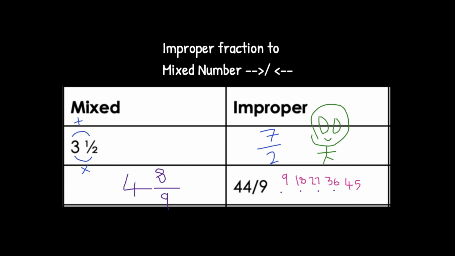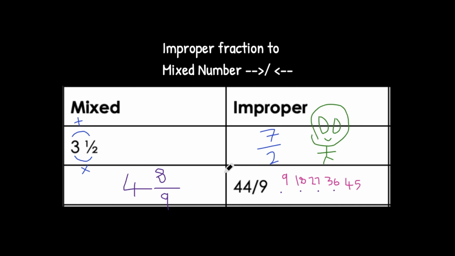The beauty of this is this. Whenever you go back, you can go back to the improper. So if we say 9 times 4, we know that 9 times 4 is 36. And 36 plus 8 will give us 44 over 9. Alright? Even if we go back here, if we count in twos, 2, 4, 6, that's 3, remainder 1 over 2. So there's always that relationship between improper and mixed.